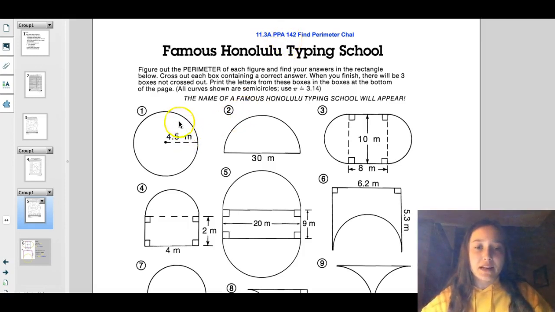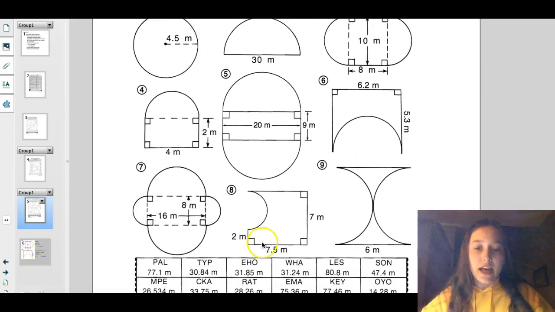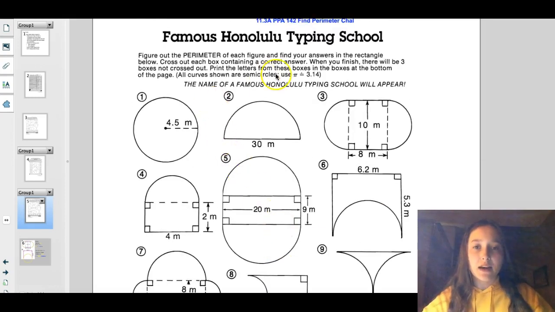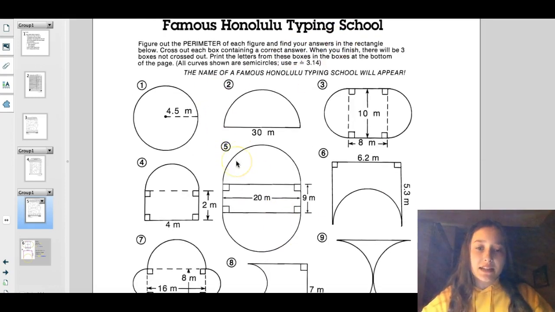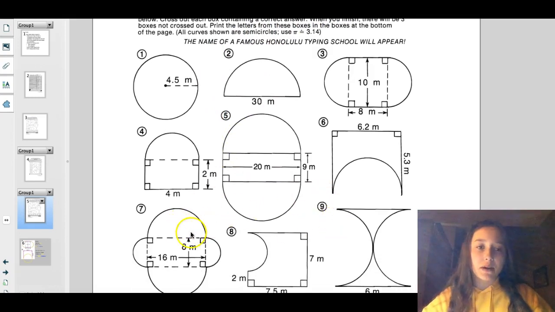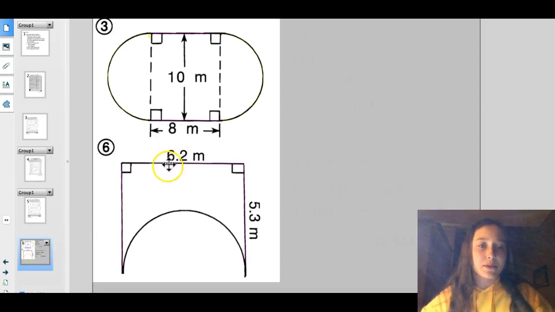In this you're going to be finding some circumference, perimeter, and a little bit of both in some of them. So you're going to solve that and answer the question. As you can tell, some of them look a little tricky, but they are easy to solve, as you will see in these examples. So we're going to start with number 3.